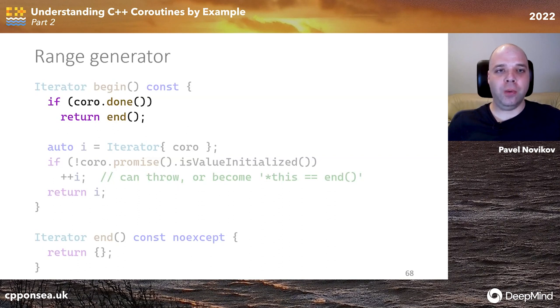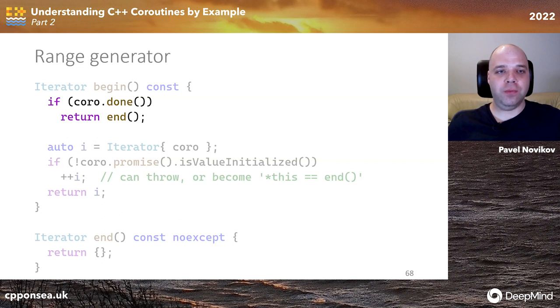So our generator has reference semantics regarding its association with the coroutine. And as Phil Nash says, our generator instance is just a remote control of the coroutine. It doesn't change its state. So begin doesn't change its state. It still refers to the coroutine, but it can resume the coroutine if the coroutine can be resumed.